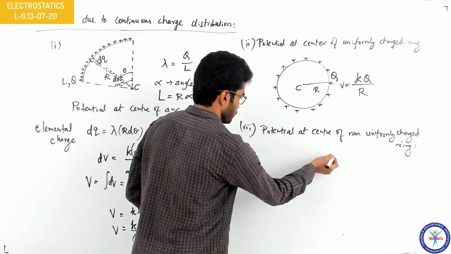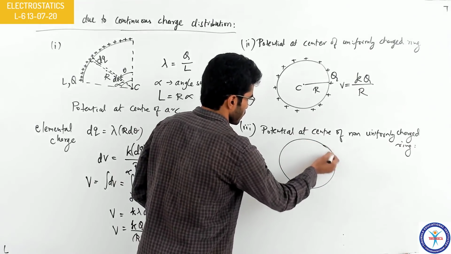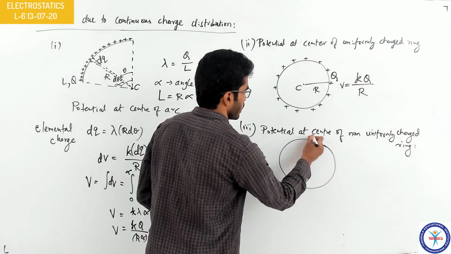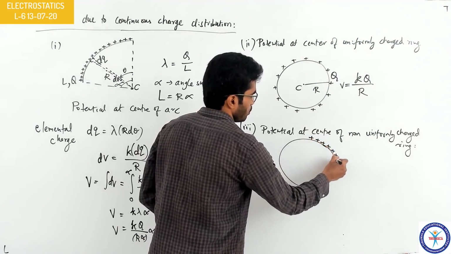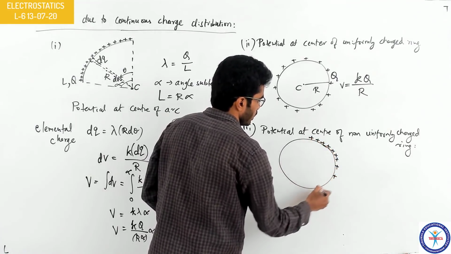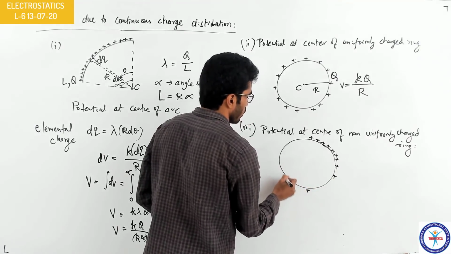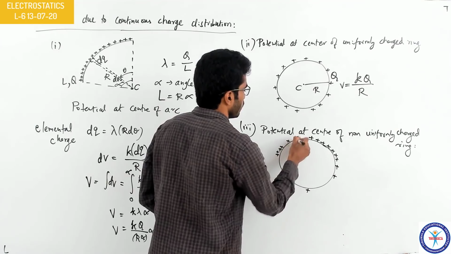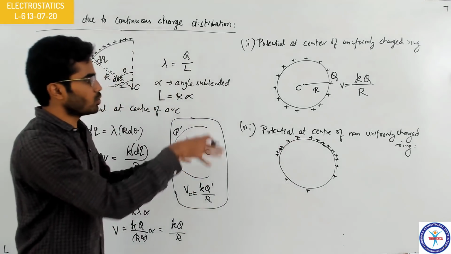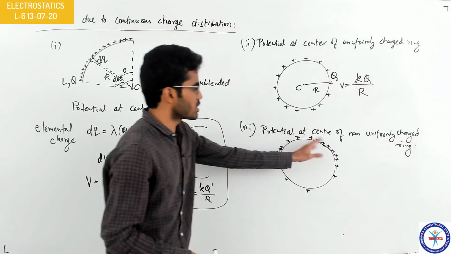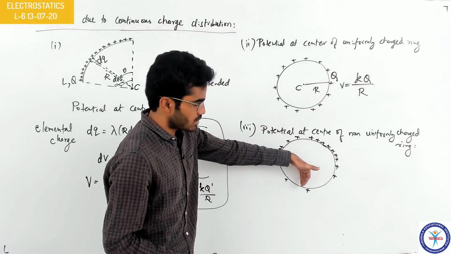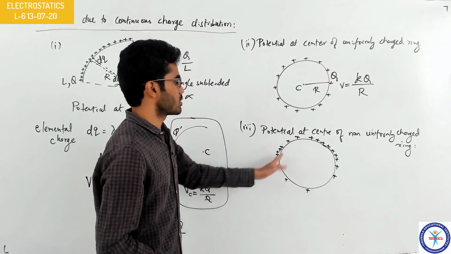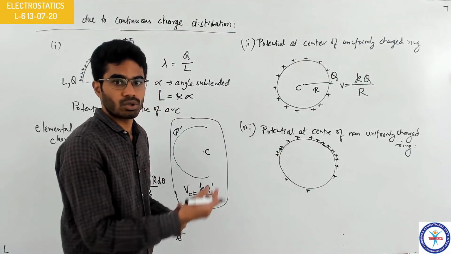Non-uniformly charged meaning it has different charge density. That means the pluses here are maybe denser, and here maybe they are weaker. Again there is some density again. This is non-uniformly charged. So much charge is located in this region, less charge is present here, again less charge and more charge. So it's non-uniform.